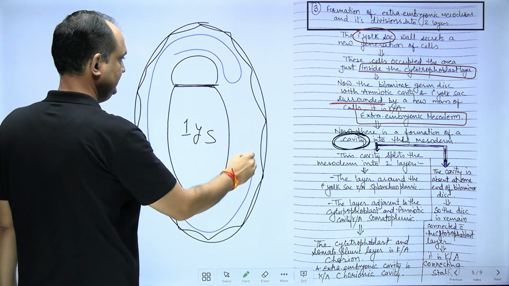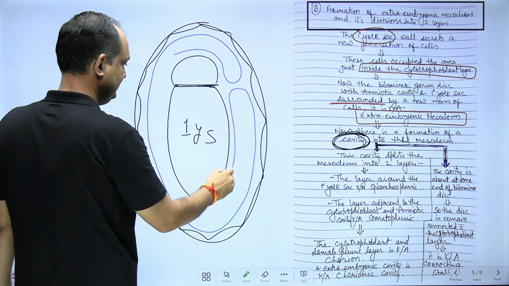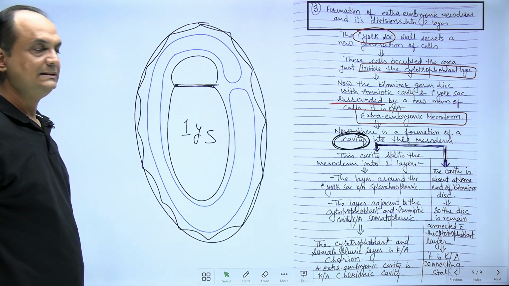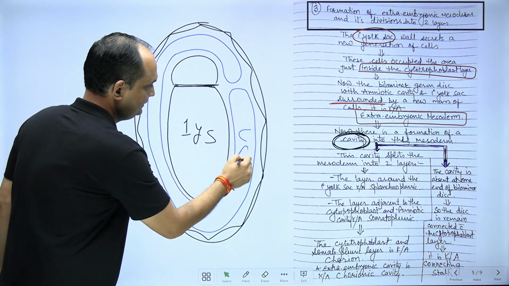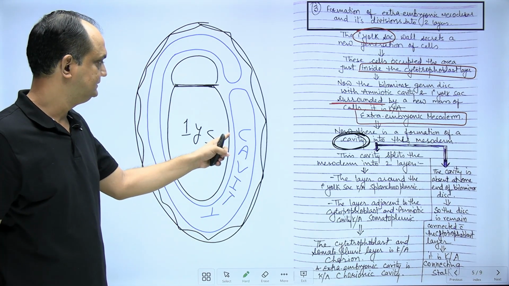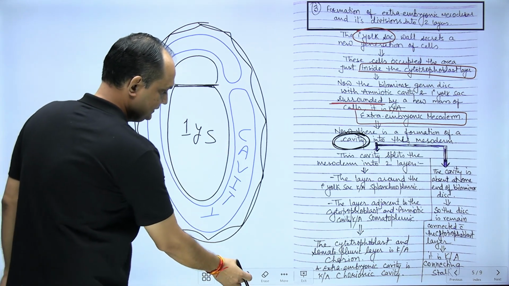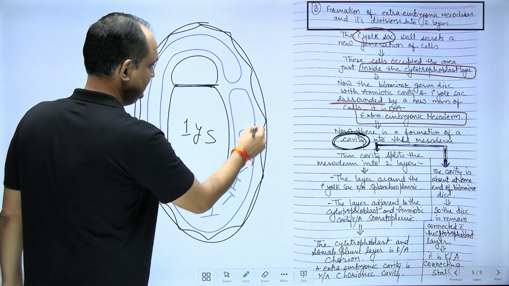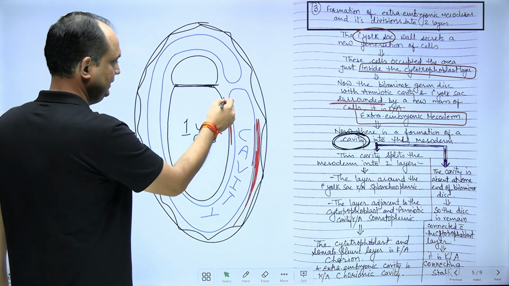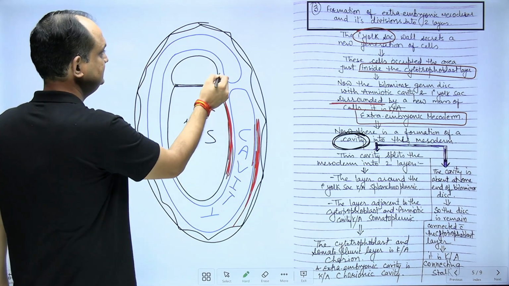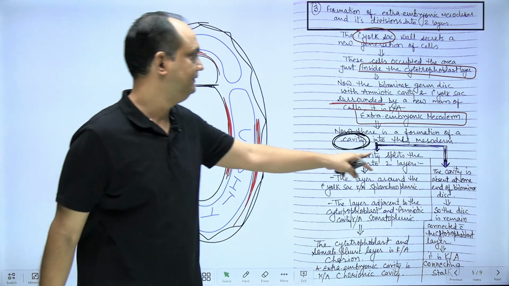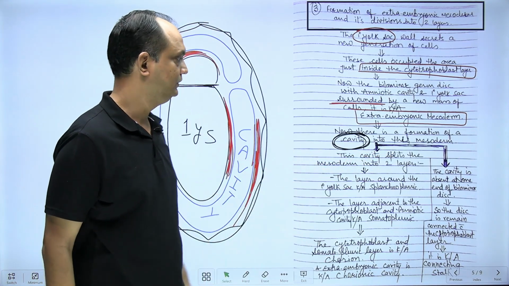Now when you are drawing this cavity, you will realize that this cavity splits the extraembryonic mesoderm into two layers. So this is your cavity. Now here you can see that this cavity has divided this mesoderm into two layers. Now where are the two layers? This is the one layer which is present on the inner side of the cytotrophoblast. This is the one layer which is lining the yolk sac, and this is the one layer which is lining the amniotic cavity. So the cavity splits the extraembryonic mesoderm into two layers.